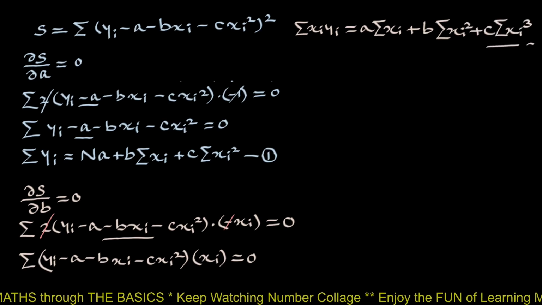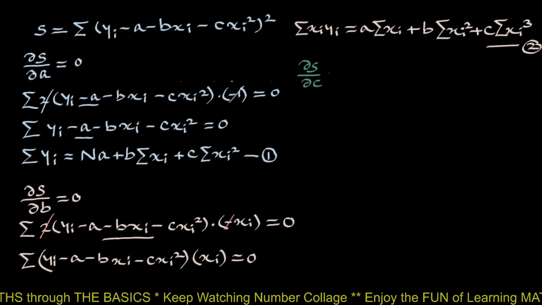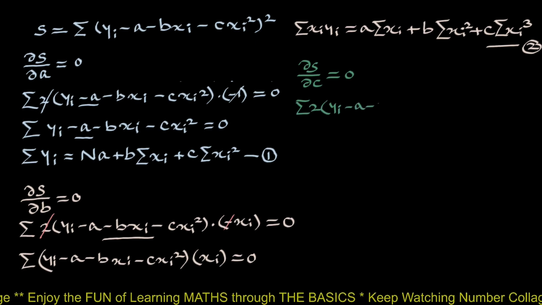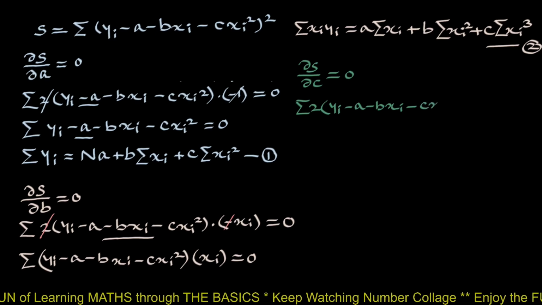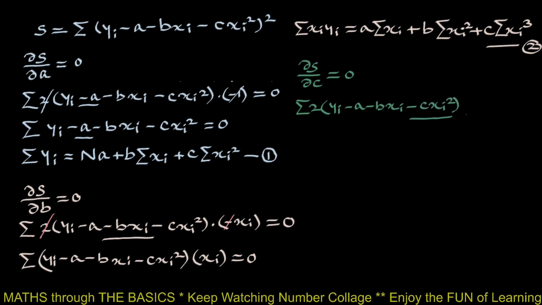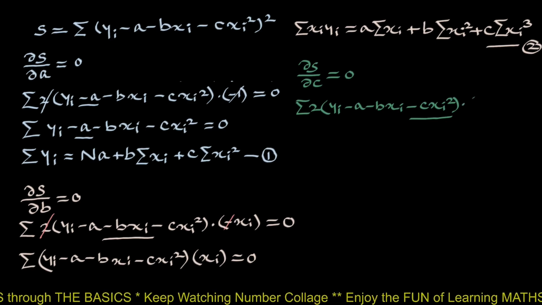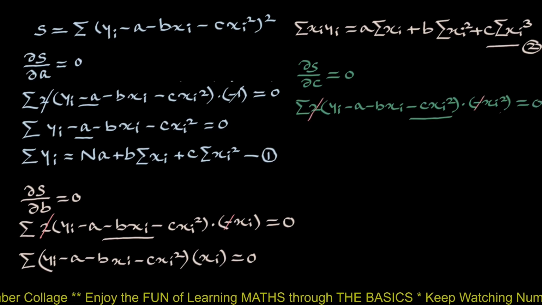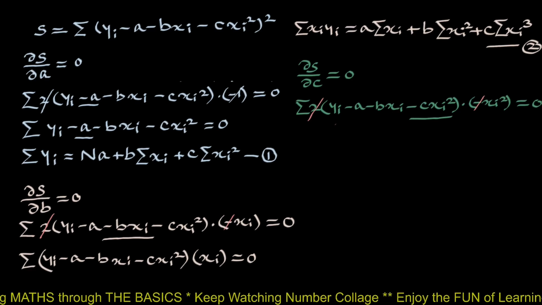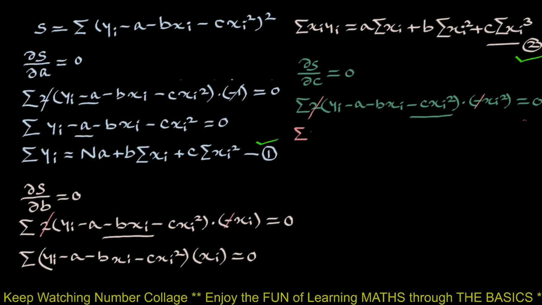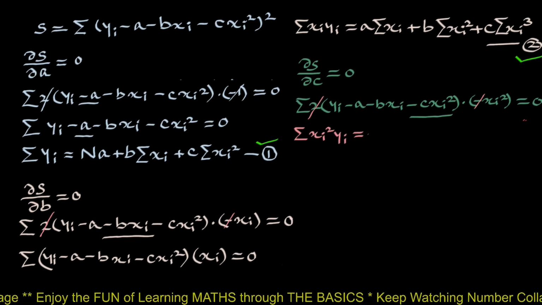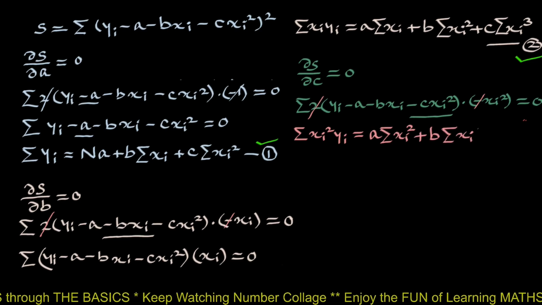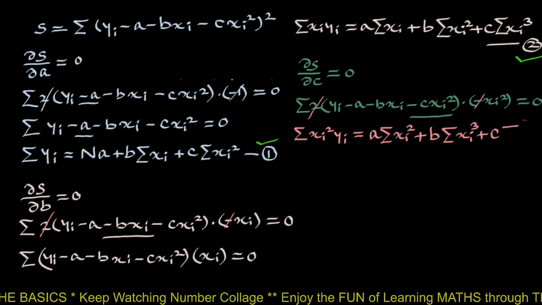We name this 2. And finally, dou S by dou c equals 0 gives summation 2 times yi minus a minus bxi minus cxi square into derivative of minus cxi square with respect to c, minus xi square, equals 0. Cancelling minus 2 and multiplying by xi square throughout and rearranging the terms, we get summation xi square yi equals a summation xi square plus b summation xi cube plus c summation xi raised to 4.